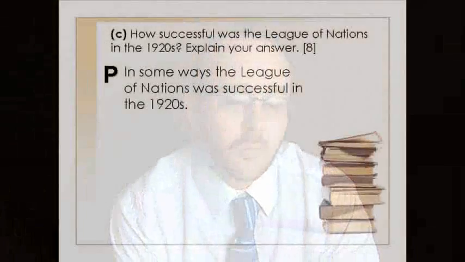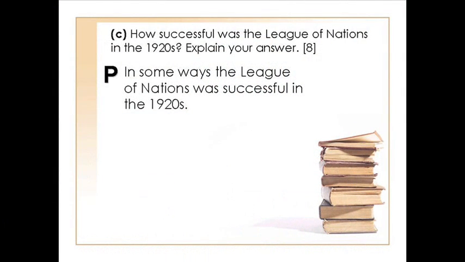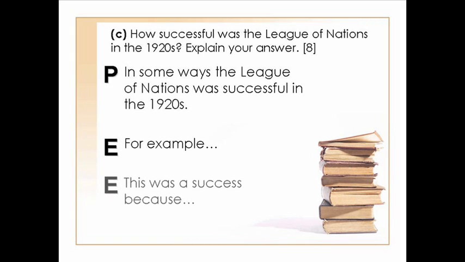Your paragraph might begin with a point. In some ways the League of Nations was successful. For example, you could start with failures, it doesn't really matter which one you do. Then you need to support that with some evidence. For example. Then once you've included your evidence, your example, you then move on to your explanation, to explain why that meant that the League of Nations was a success or a failure. Remember that your explanation should include the word because.